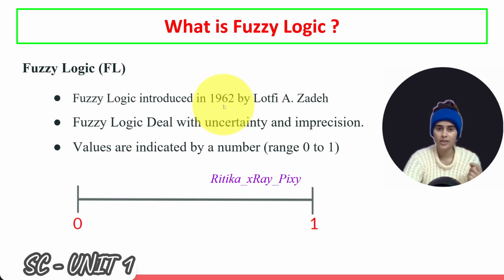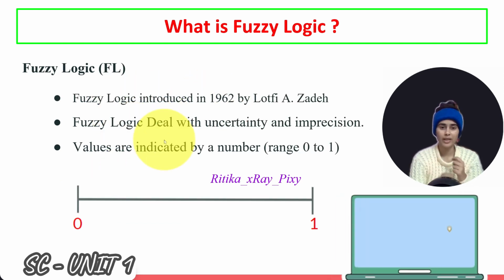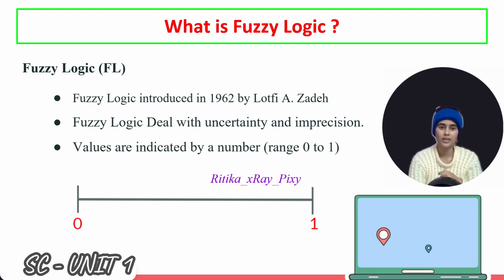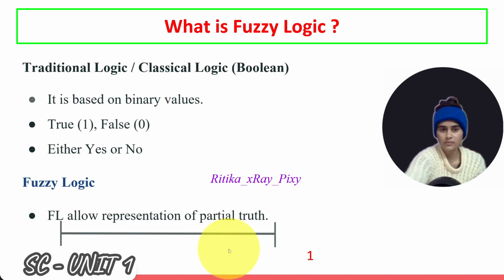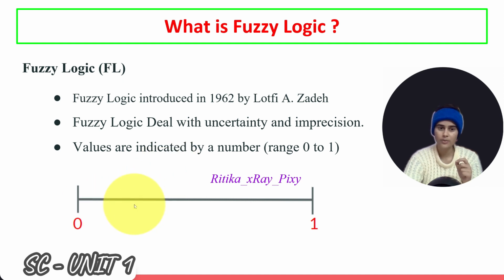Fuzzy logic was introduced in 1962. It is a mathematical approach to computing and reasoning that deals with uncertainty and imprecision, and values are indicated by a number, in the range from 0 to 1. So there is not only yes, no or true, false. We can take values from 0 to 1 in between. But in case of traditional logic, there is either yes, no, true, false. There is no in between. But in case of fuzzy logic, we have in between. We have range from 0 to 1.